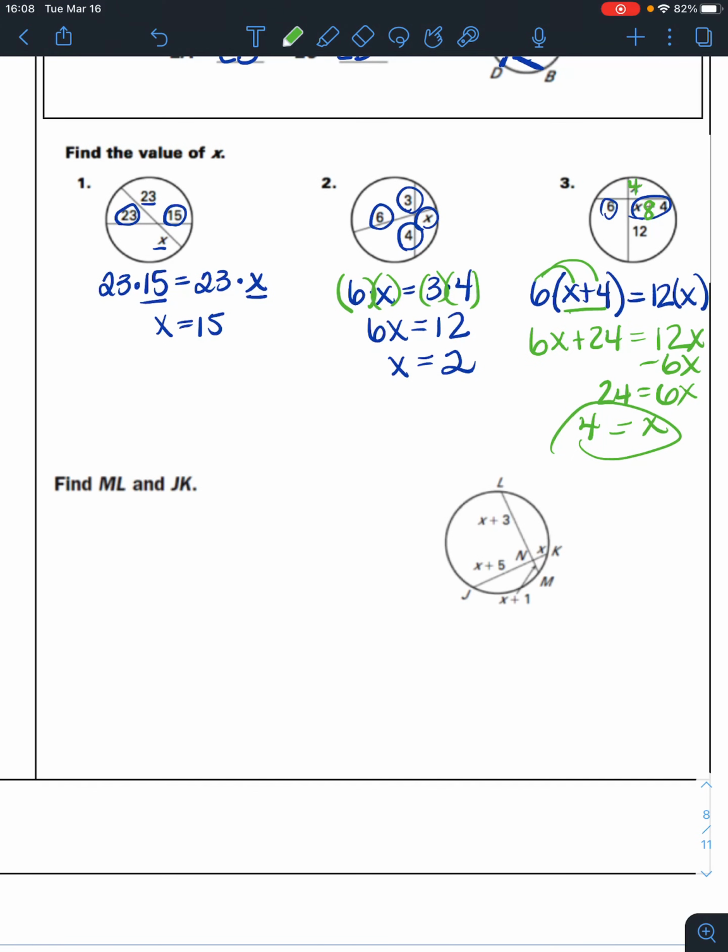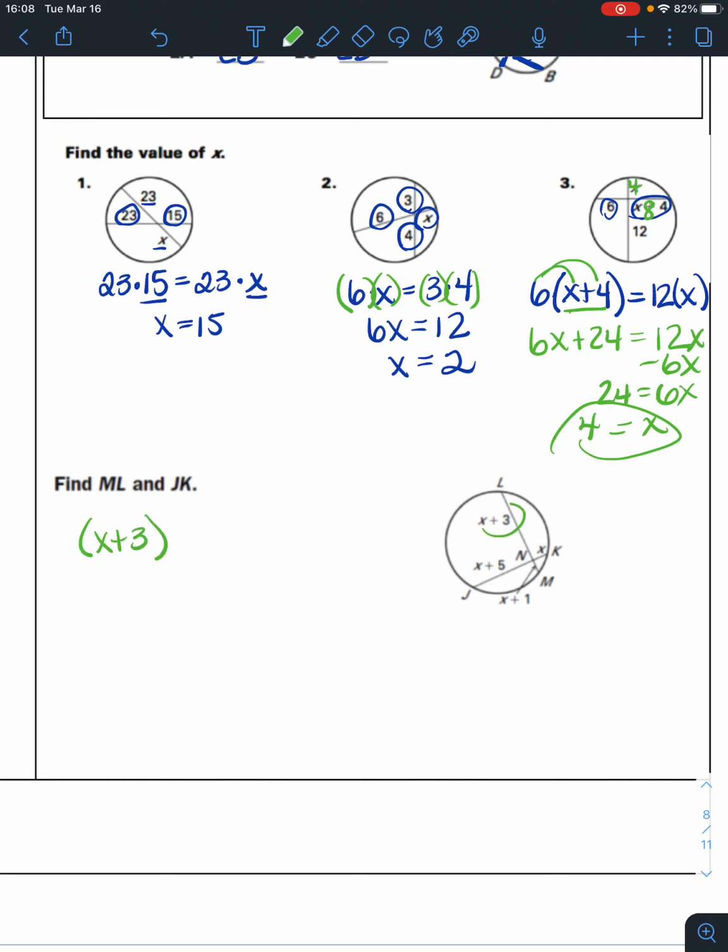So find ML and find JK. So again, we have our pieces. Our chords are intersecting. Notice we're not talking about arcs. We're not talking about angles. There's no degree measures. These would all be measures in inches, feet, centimeters, meters, something like that.